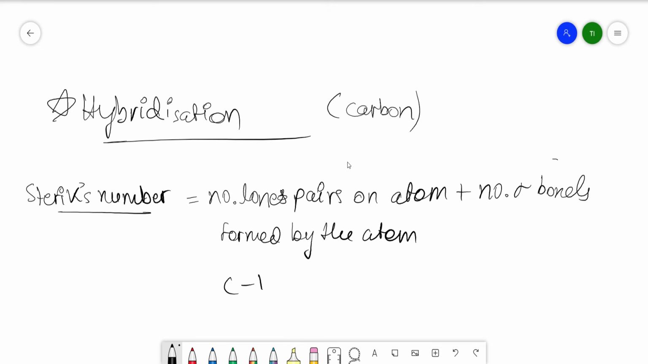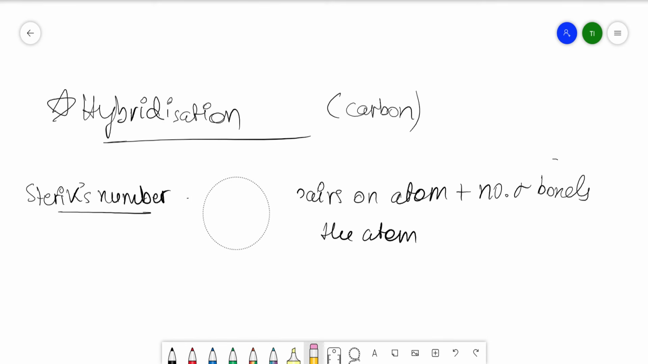So when there's a C-H, this is a sigma bond. When there's a C double bond, this is a sigma and a pi bond, because when there's one bond present, there's a sigma, and when there's two bonds present, there's a sigma and one pi, and when there's three bonds present, there's one sigma and two pi. This is nothing mathematical, it's purely the type of bonding. So the number of sigma bonds formed plus the number of lone pairs on an atom.